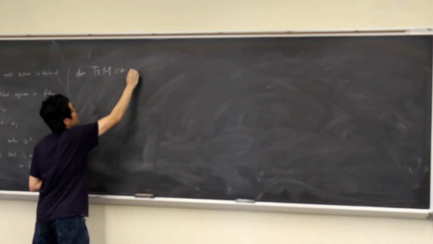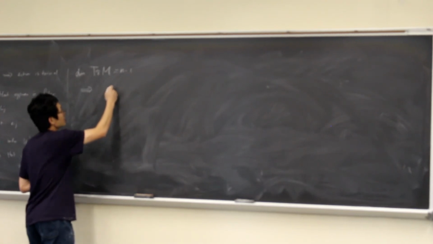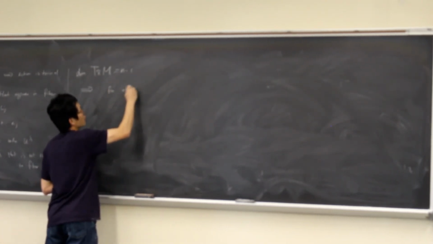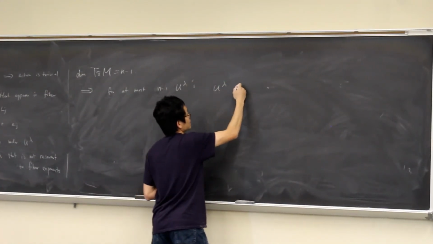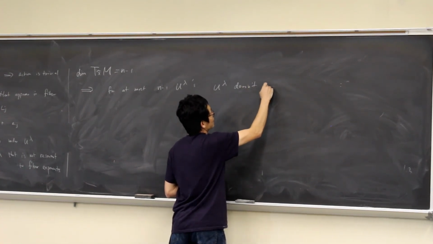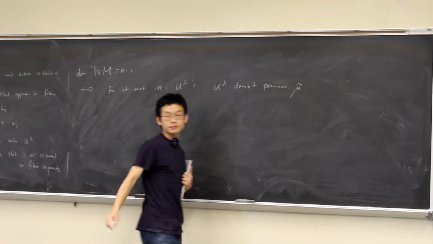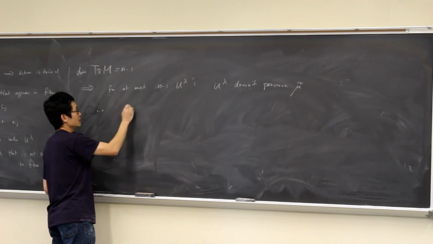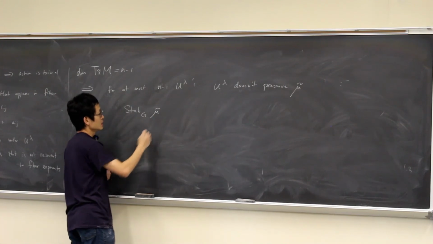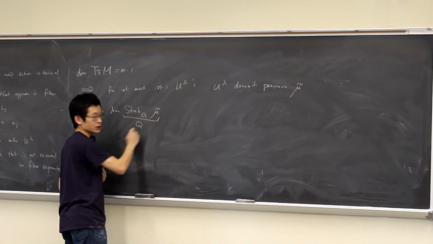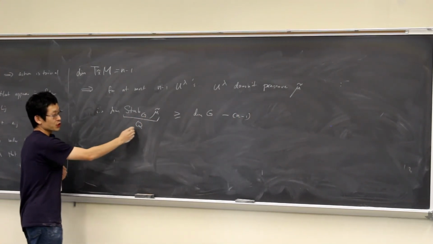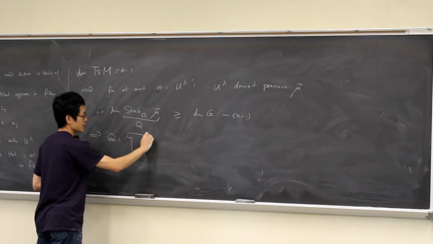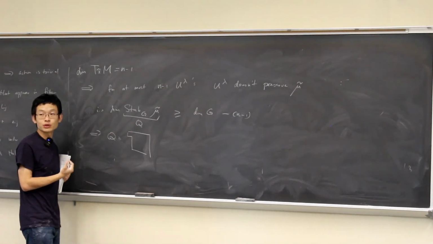Since the dimension of this is m minus 1, this shows that at most m minus 1 U lambda don't preserve mu tilde. In other words, the stabilizer inside G of mu tilde, which we call Q, has dimension at least dimension of G minus m minus 1. And for this Q, there's only one possibility, that is this group. This is how the R^(m-1) starts to show up.